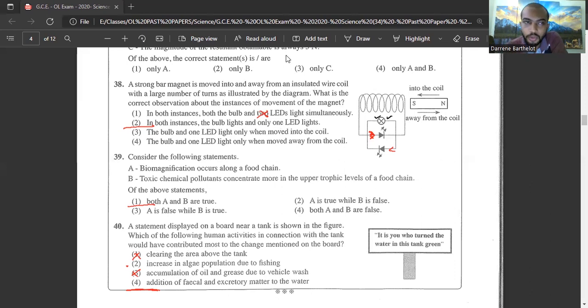So that's all regarding the 2020 O-Level Science MCQ paper. I think this video will help you all to find the answers for the questions that you don't know.